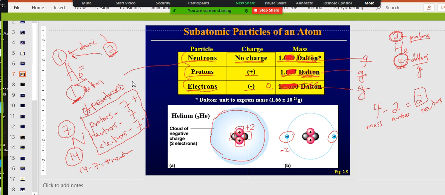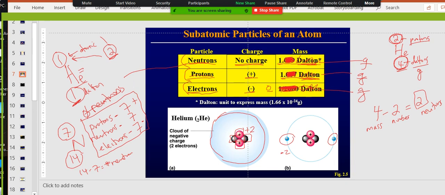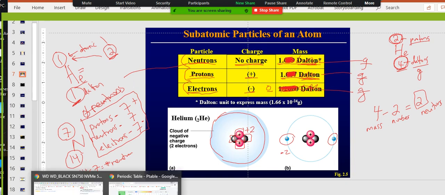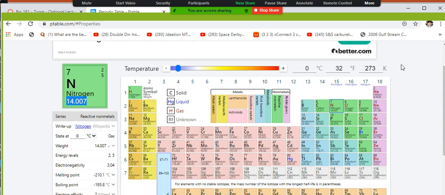And we could, well, let's do one more. Let's do sodium. So you guys know about sodium. Its atomic number is 11, and its mass is 23. We're just rounding up.